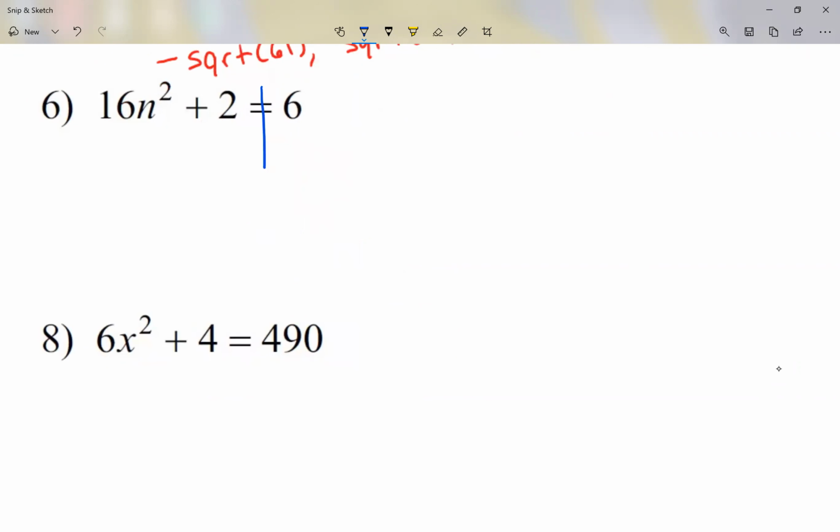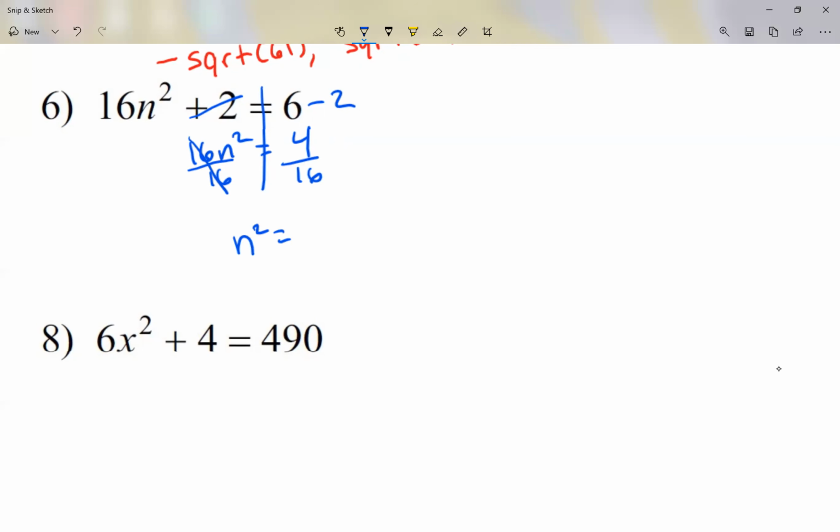We separate them through the equal sign. So my plus 2, let me move it over as a minus 2. So that gives me that 16n squared is equal to 4. Let me divide by 16. So that gives me that n squared, I have 4 divided by 16.